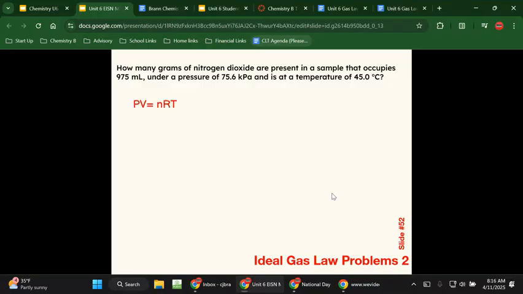PV equals nRT. That is what we are going to use, ladies and gentlemen. We're going to convert our temperature into Kelvin. 45 degrees Celsius plus 273 is 318 Kelvin. I also need to make one more conversion before I can begin the problem. What is it? Milliliters to liters. I need to convert 975 milliliters into liters.